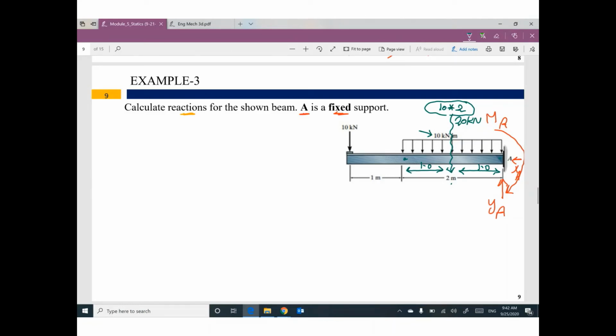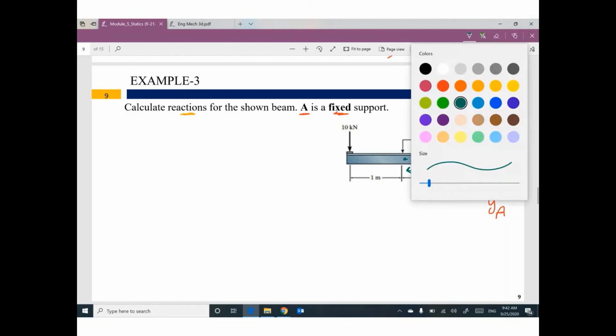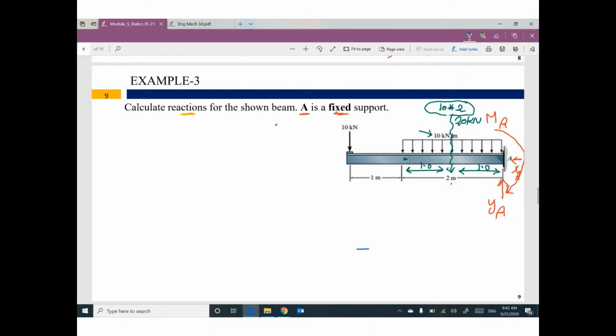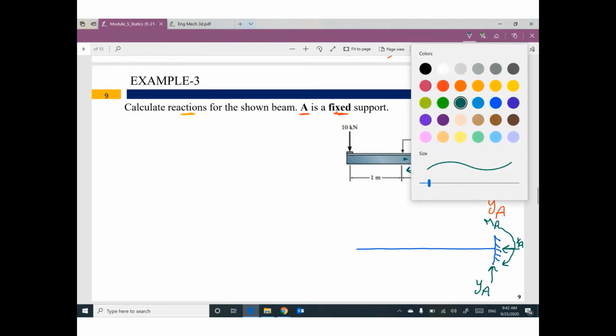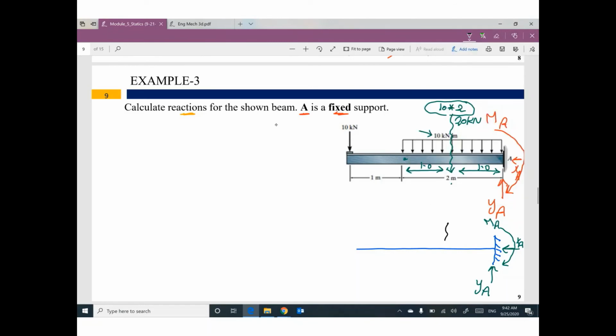If you would like to redraw this beam, it will look like this. We have fixed it here. So we have 3 reactions, 1 vertical, 1 horizontal, and 1 moment, like this: YA, XA, MA. And we have the equivalent force here. How much? 20 kilonewton. And we have the already given concentrated load here, 10 kilonewton.